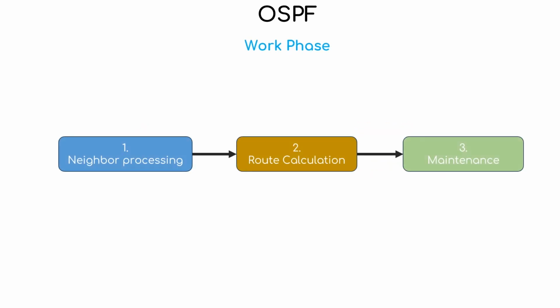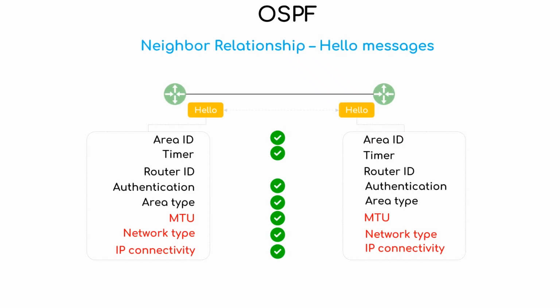About operation, at a high level OSPF operation can be divided into three phases. Phase 1 is neighbor processing, phase 2 is route calculation, and phase 3 is maintenance. Okay, let's go through each phase. Neighbor relationship processing starts right after the physical link is up and the engineer releases the configuration.